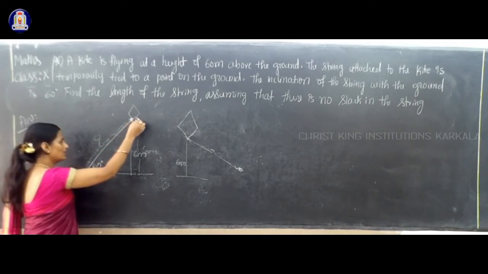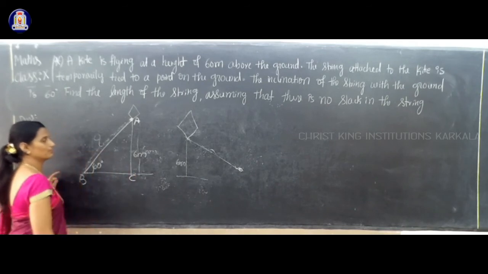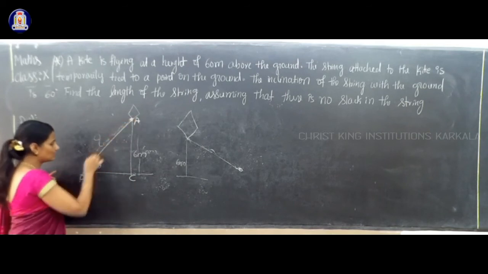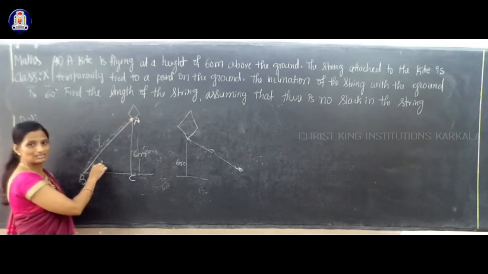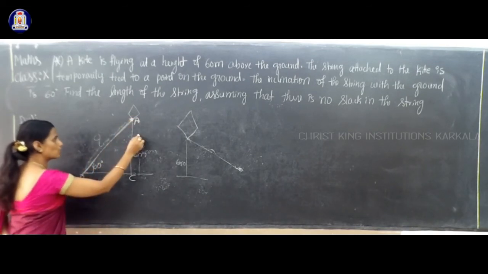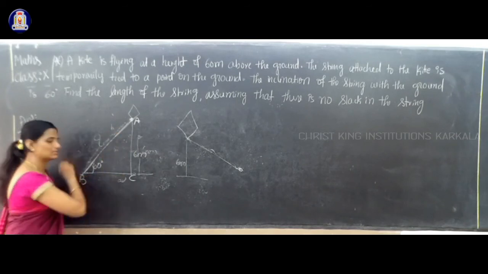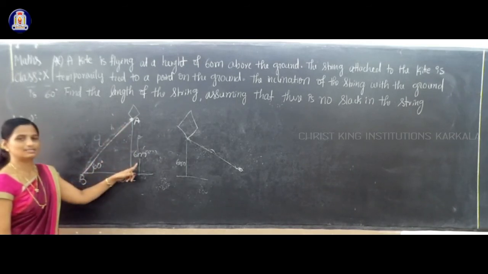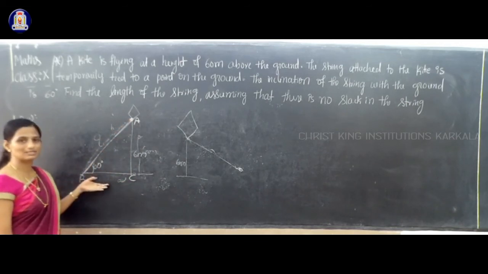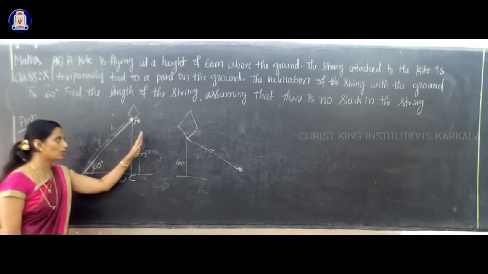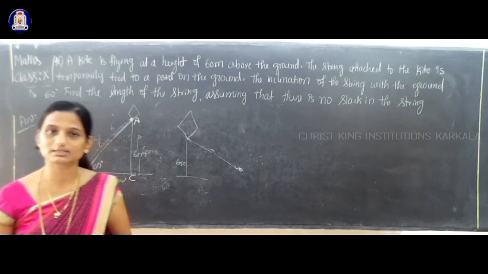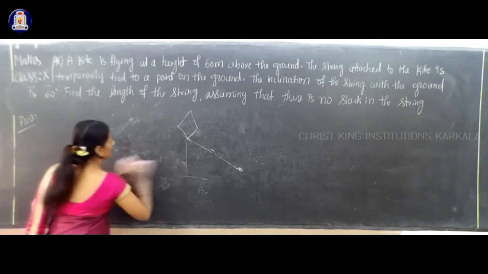So I mark this A, this B and this C. What is AC? AC is the height from the ground. What is BA? BA is the length of the string. What is theta? Theta is 60 degrees. Now tell me which formula we can use here. I need AB. So this is the opposite side, hypotenuse side and adjacent side. The opposite side is given, the hypotenuse side is to be found. We don't want the adjacent side, so leave it. Only concentrate on the opposite and hypotenuse sides. So which trigonometric ratio can we use? It is sine.